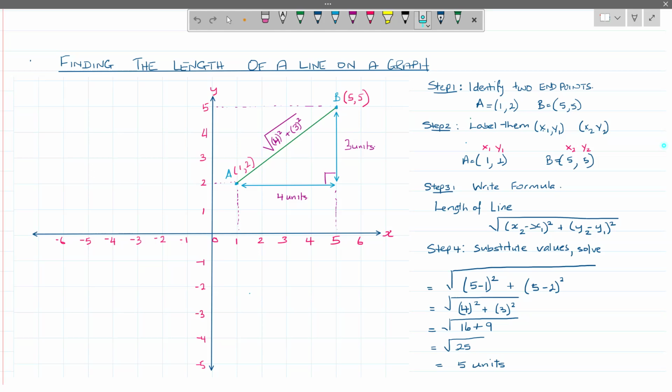The formula for the length of our line is the square root of x2 minus x1 squared. So we're actually working out this value here. x2 is 5. x1 is 1. When I subtract 1 from 5 here, I am going to get the horizontal movement that I was mentioning before, which is 4. So it's going to tell you how many spaces it moved to the left or right. Everybody understand that? Give me a thumbs up if you're okay with that first part.